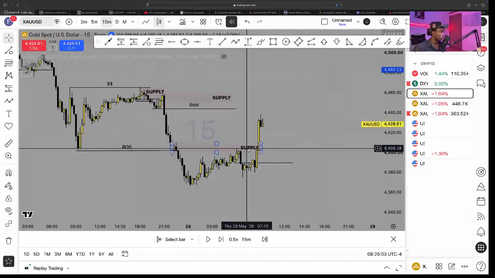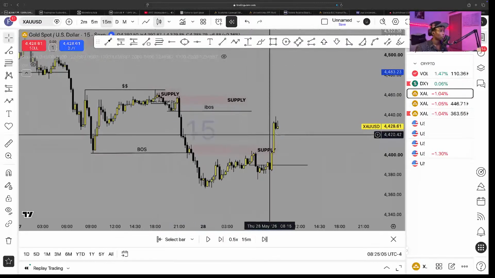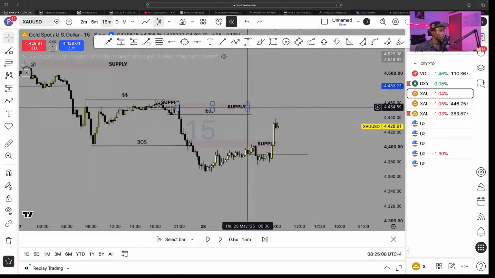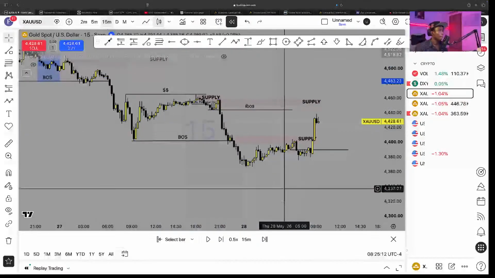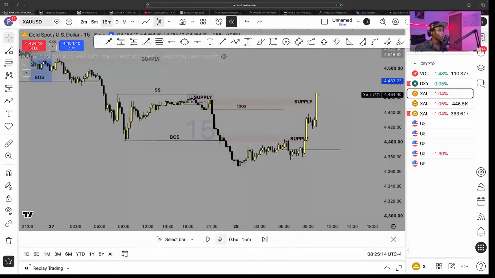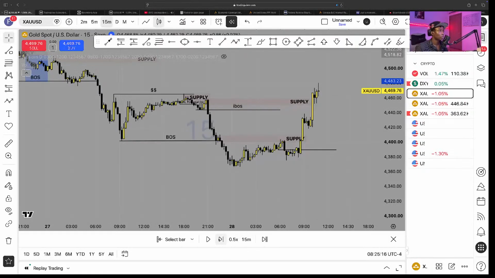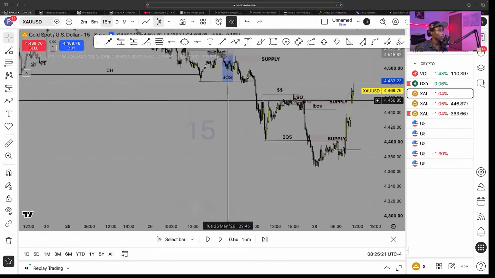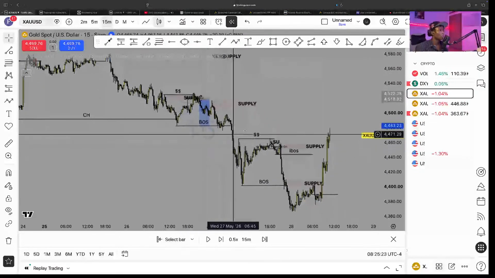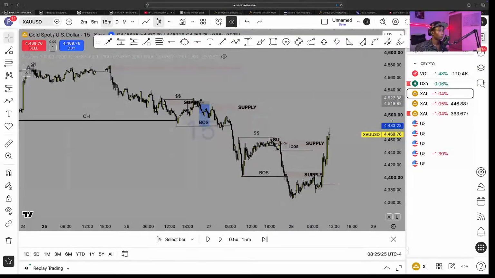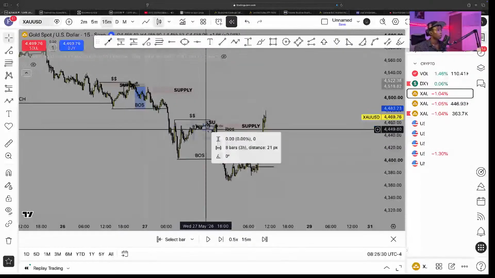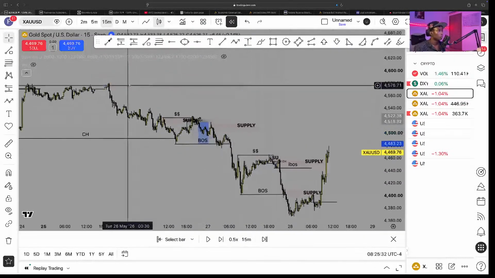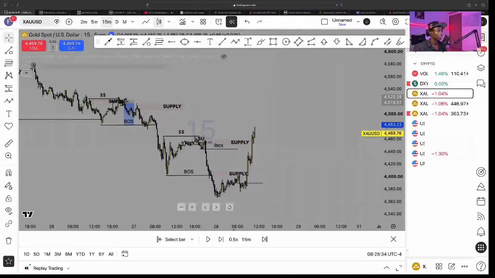So you guys can see the supply failed. So we would have stayed out of that. So now let's look out for this other supply. Price just went there, price just tapped in there. So now I think this bearish move might be over soon.